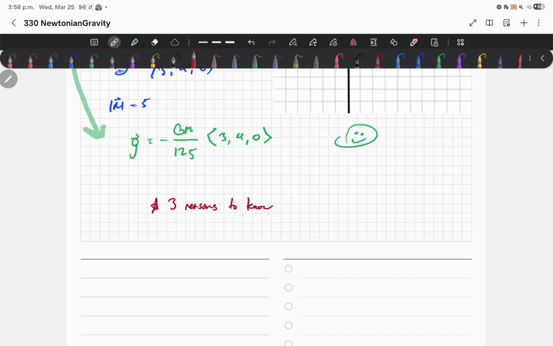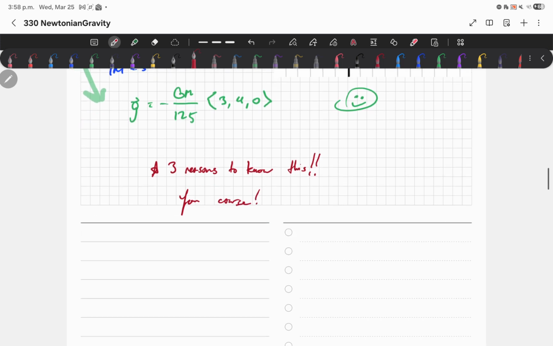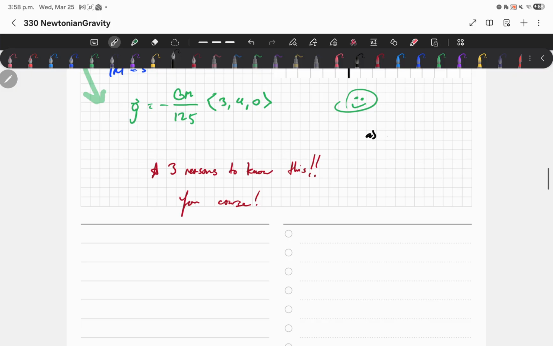So let's say we had a specific mass, like 125 kilograms. We could plug that in for m. So 125 over 125 cancels. We could multiply the negative g in. We get negative 3g, negative 4g, 0 for the gravitational field. If that was an accident, I'm not trying to advertise phone plans or anything like that. It just kind of ended up like that when I did this problem.